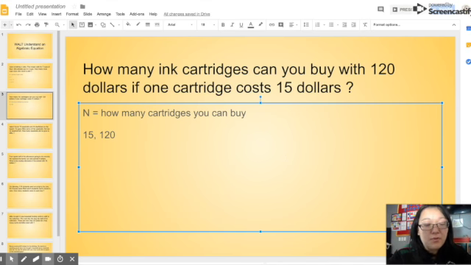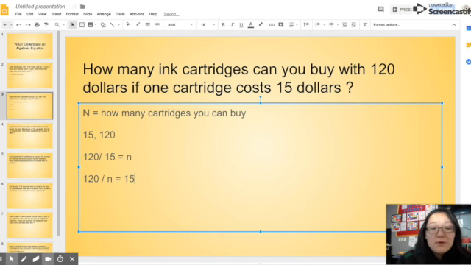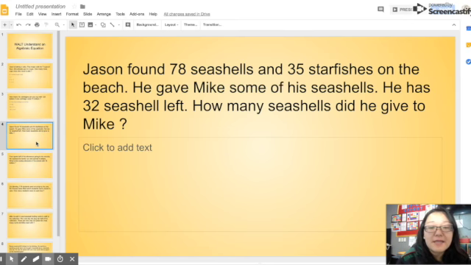So you could do 120 over 15 equals n. And that's pretty much it. Or 120 over n equals 15. So it's up to you what you want to do there. If it's a multiple choice question, then you just look for the one that fits. So that's, again, a nice and easy one. Let's have a look at the next one.